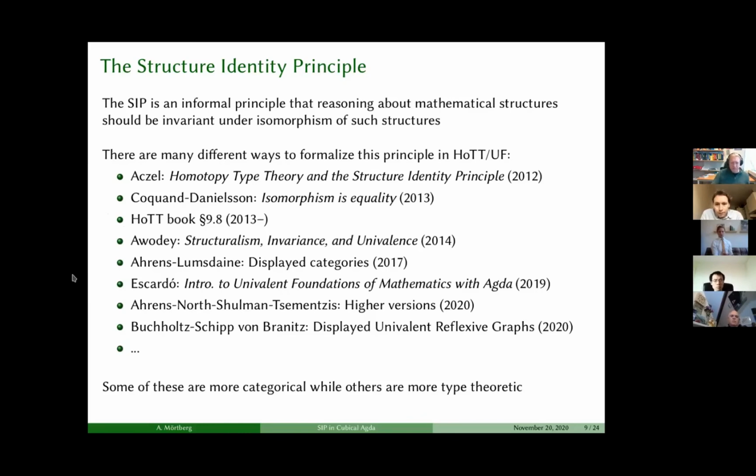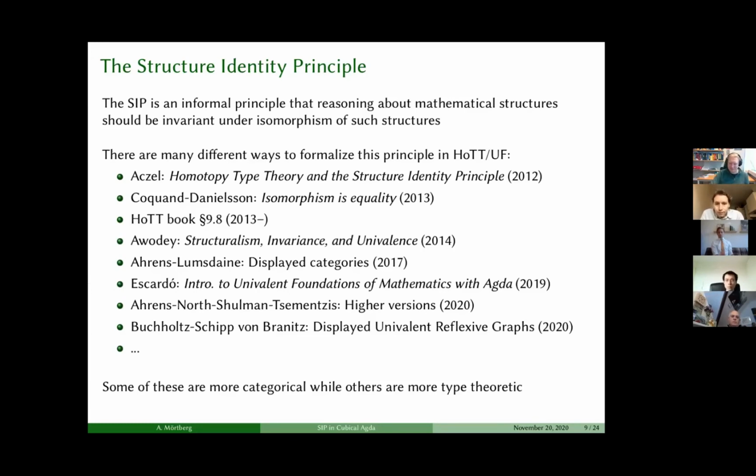And yeah, so some of these are more categorical, like the HoTT book version and the Aczel-Lumsdaine version, which are really expressed using category theory, while others, like the Danielsson and Martín Escardó versions, are expressed in more type theoretic language. All right, so there are many different structure identity principles that we could formalize in Cubical Agda, and we ended up settling for the version by Martín Escardó from his excellent lecture notes on Univalent Foundations of Mathematics in Agda. So all of his notes are formalized in Agda, which is kind of nice when you want to port something to Cubical Agda.